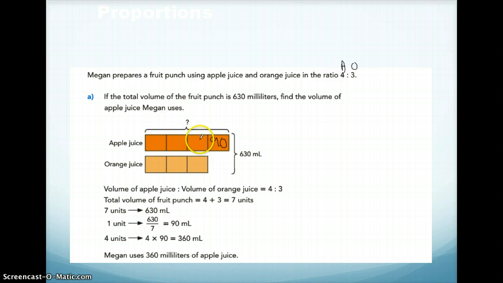So we write that down. We can write them in all of them. And so this is 90, this is 90, and so on, right? So then 4 units, which is for the apple juice, 4 times 90, as shown here, is equal to 360 milliliters. So Megan uses 360 milliliters of apple juice. Okay, let's try another problem.